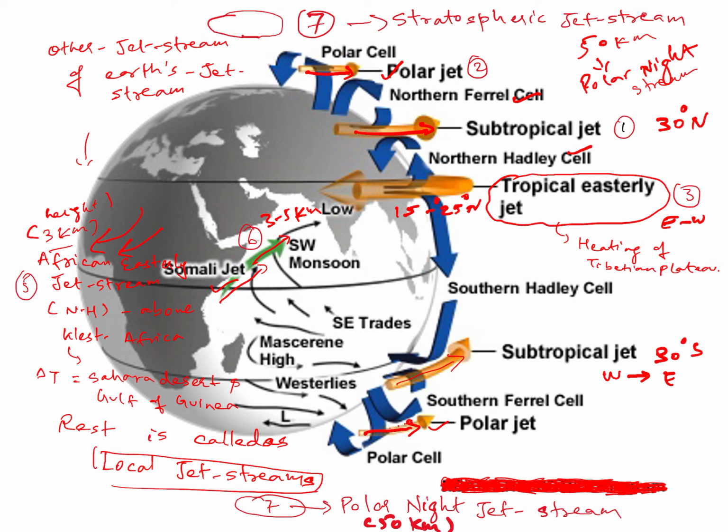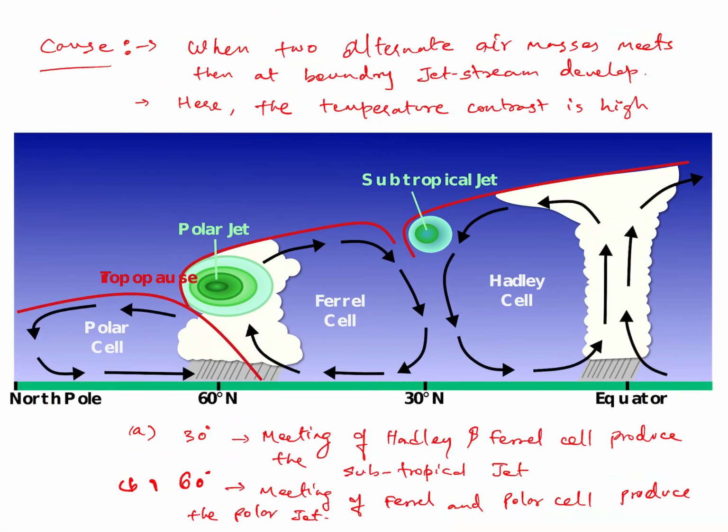Now, why do these jet streams develop? The reason for jet stream formation is a temperature contrast or a pressure gradient. Where will the pressure gradient or temperature contrast be high? It is at the place where two alternate air masses meet, and such boundaries in the upper atmosphere become the location of jet stream formation.